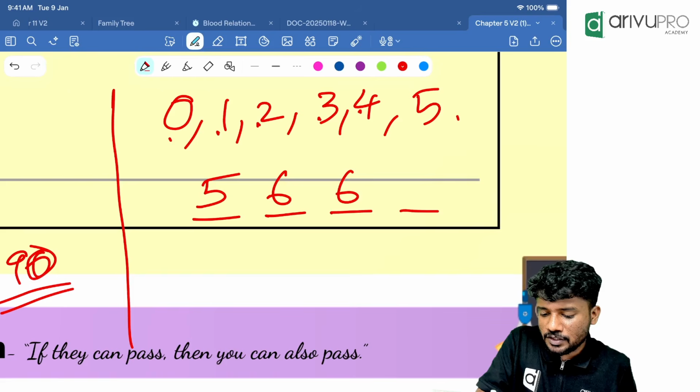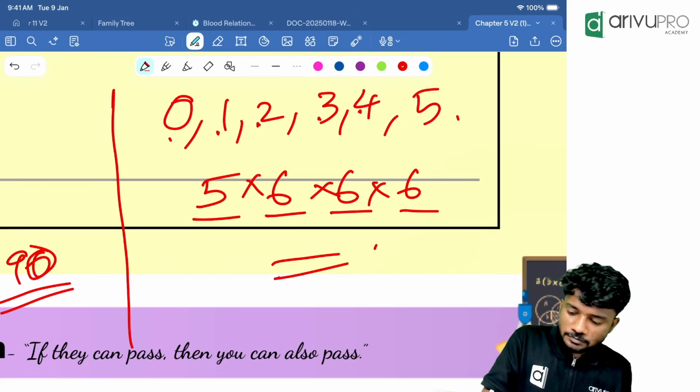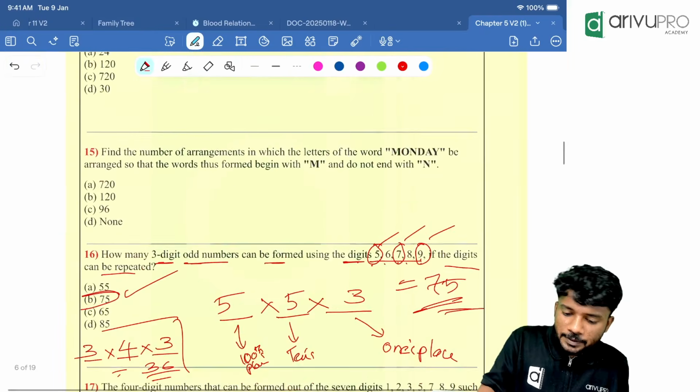Then what is 6 into 6 into 6? How much is the answer, people? 1080. Okay. Next one, people.